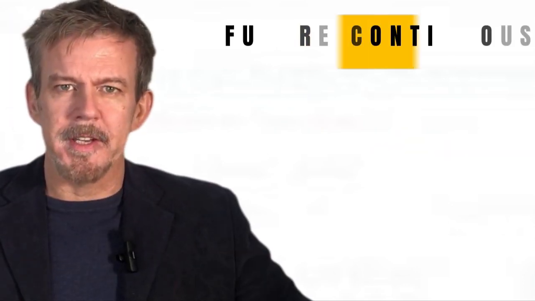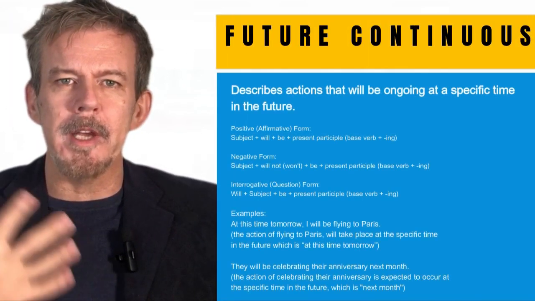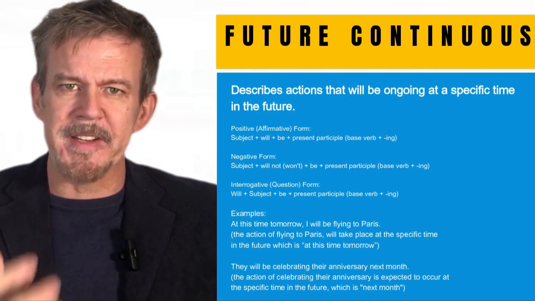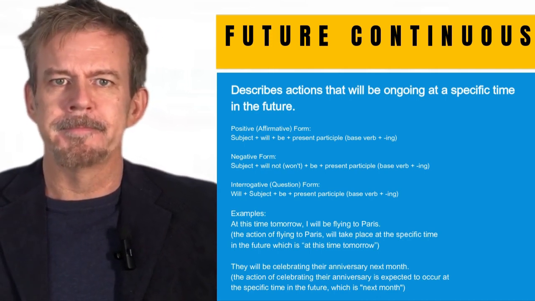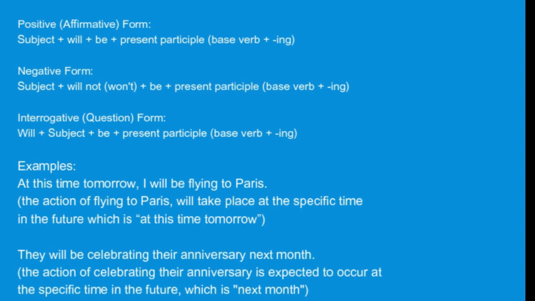Future continuous describes actions that will be ongoing at a specific time in the future. Examples: at this time tomorrow, I will be flying to Paris. So, the action of flying to Paris will take place at a specific time in the future, which is at this time tomorrow. Or, they will be celebrating their anniversary next month.